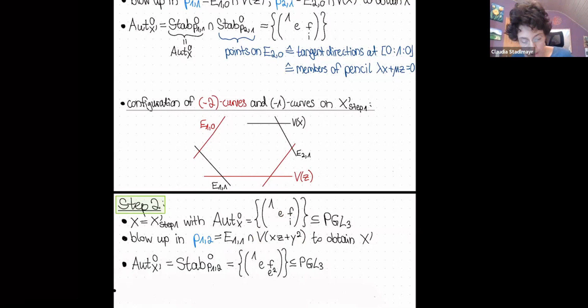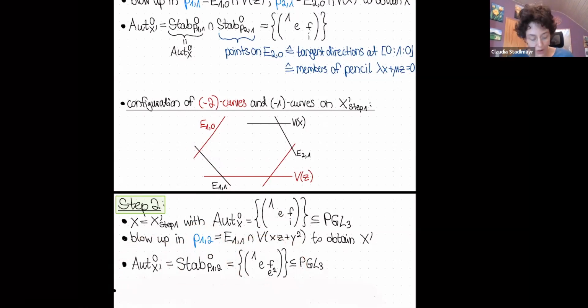Then again, by Blanchard's lemma, the connected component of the automorphism group is the stabilizer of this one. I won't give you the details of the calculation, but you can check that those matrices stabilize our point. If you want to check, you have to determine the action of Aut X0 on the latest exceptional divisor E11, and then it turns out that these are precisely the matrices fixing the point.